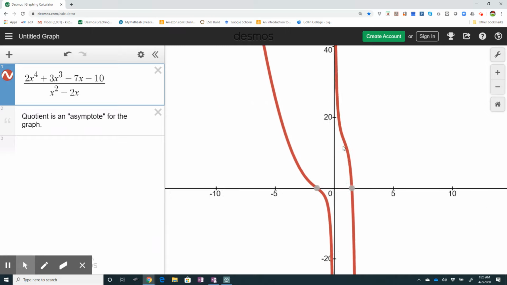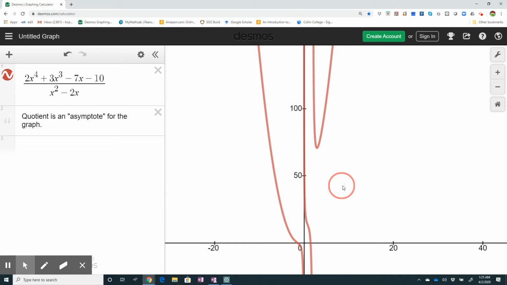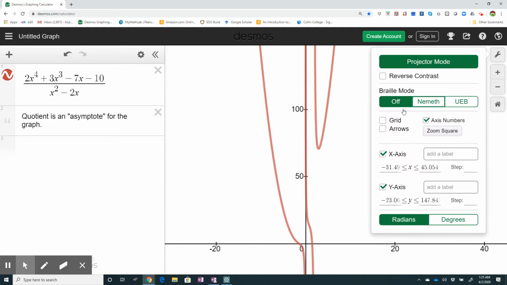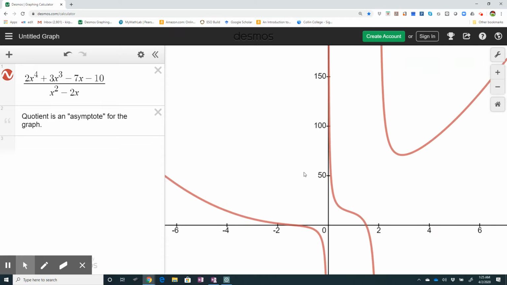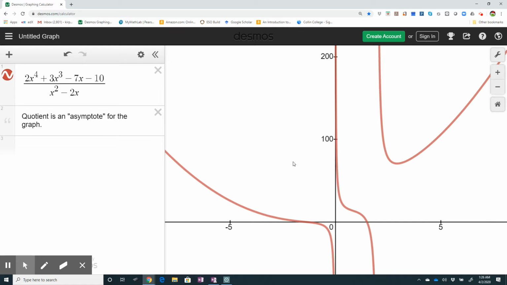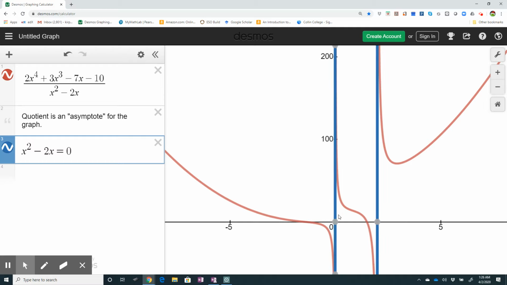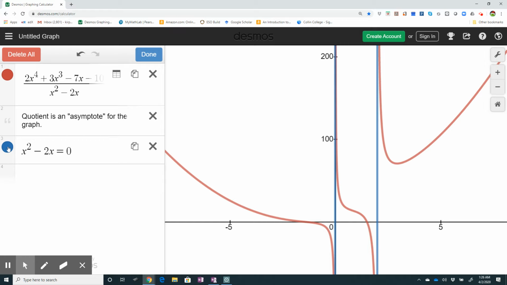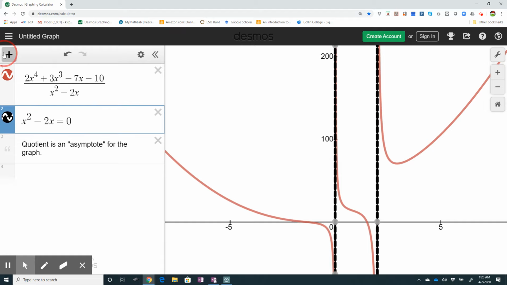Okay. So looking at this graph, there's my parabola. Let's kind of make it a little easier to view. So notice that this looks a little weird. x squared minus 2x equals 0 has two solutions. At x equals 0, 0 minus 0 is 0, and x equals 2. So I can make these, my denominator shows my vertical asymptotes. So let me add that as a text.